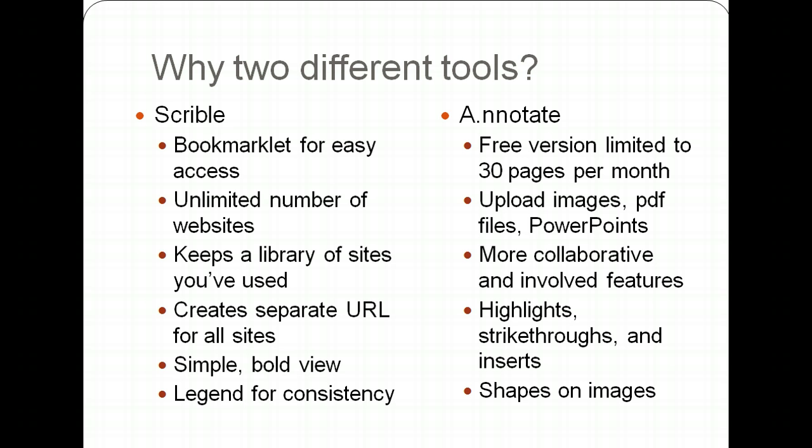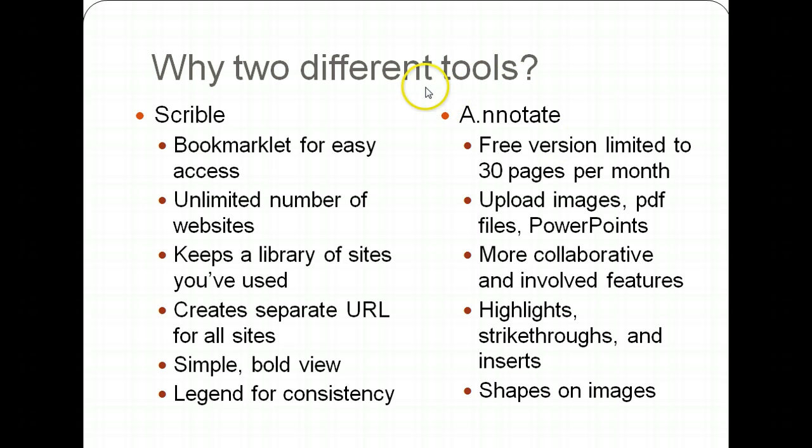So if you ever have issues with dropped sites where the link is broken and it no longer works, Scribble is a great tool to use so that you can annotate that site or just save that site in its own URL, and it'll never go away. You'll always have access. It is simple, it is very easy to use, and it's a very bold view. In addition, there's a legend so that you can create some consistency throughout your library, and that one's Scribble.